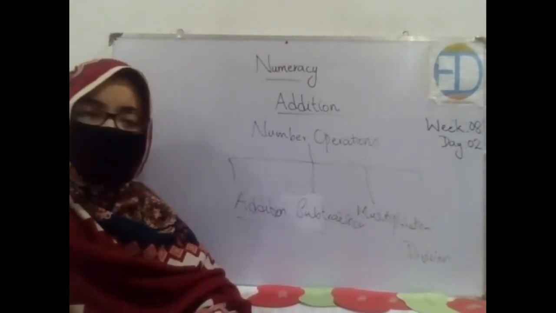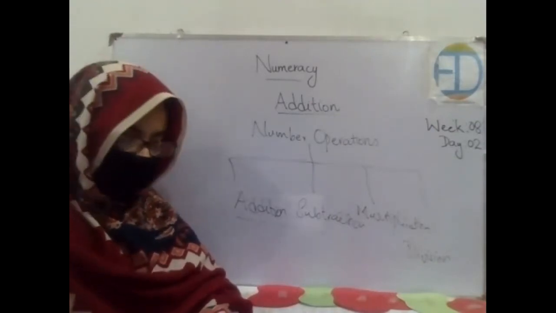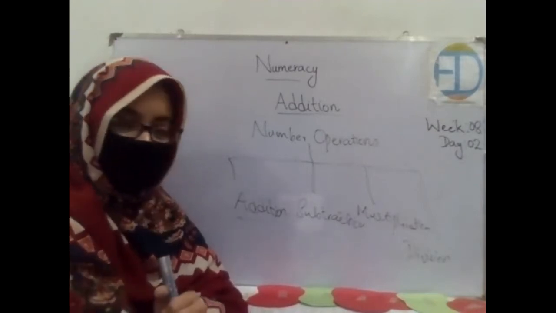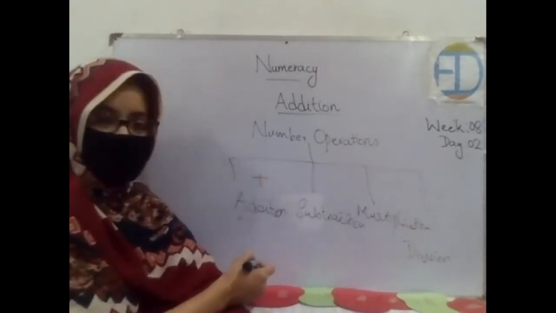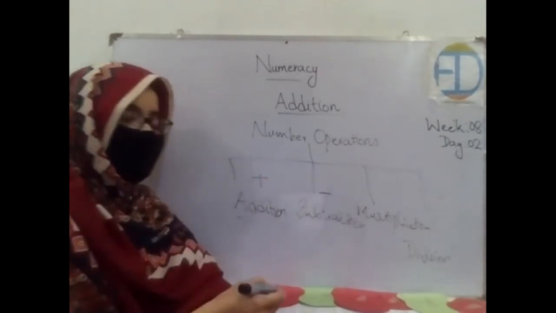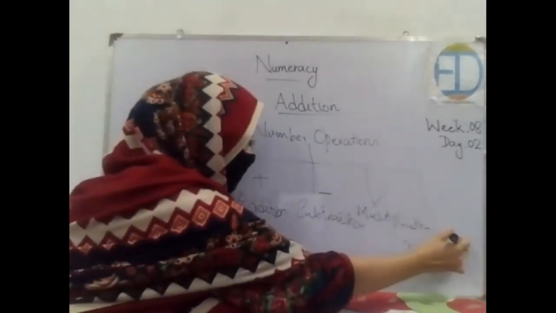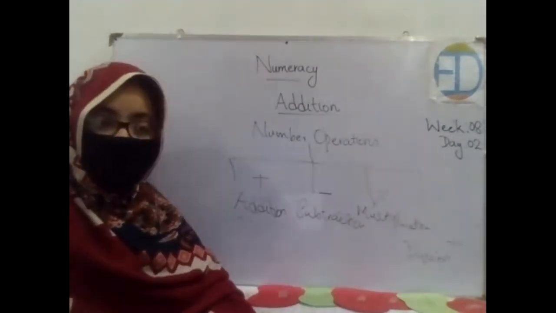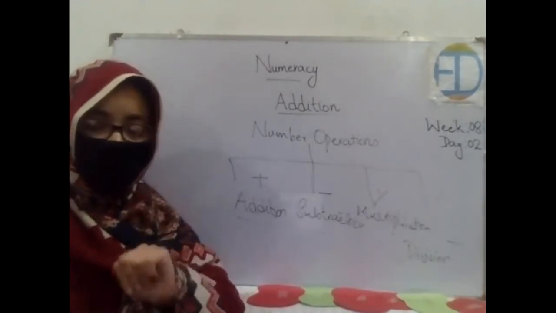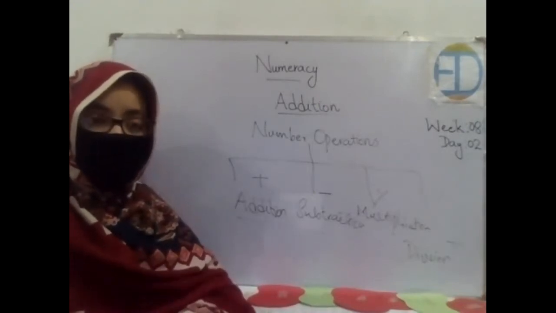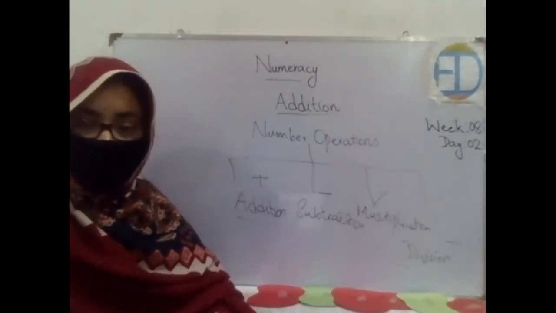Then we have the signs that we use for all of these operations. Can you tell me their signs as well? What are the signs we use for different number operations? For addition, we have this sign. For subtraction, this sign. Multiplication, this. And for division, we use this. So in mathematics, we have four number operations, and for every operation, we have a different sign and a different procedure to do that operation as well.